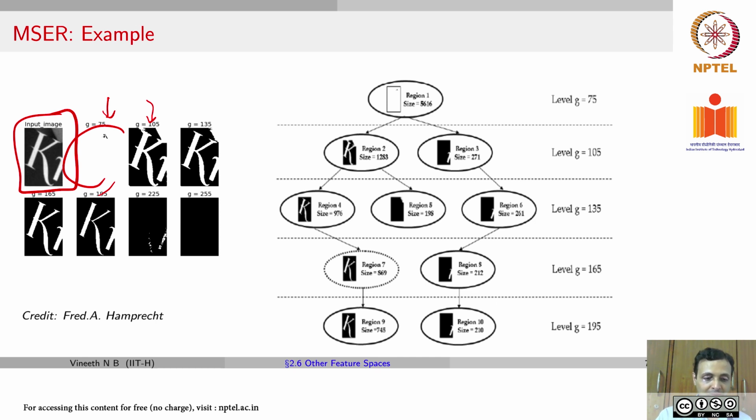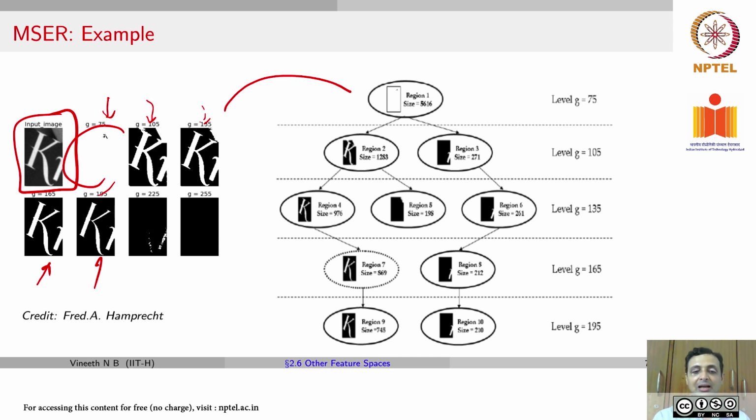And you can see that at 135, there are few changes, but not much. At 165, very minor changes, not much again. At 195, almost no change. At 225, things again start going to black because the threshold is very high.